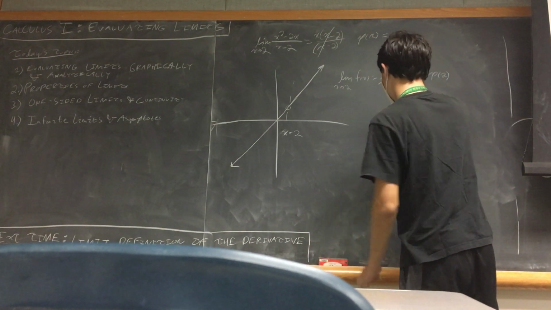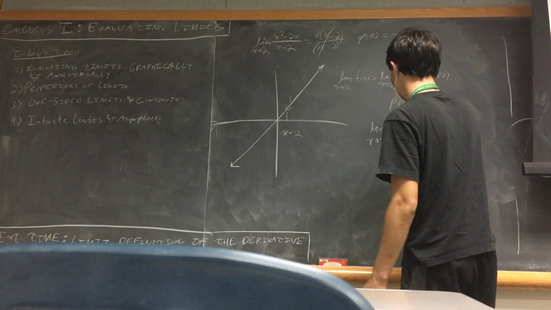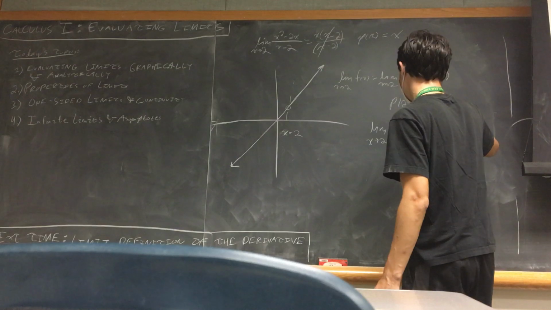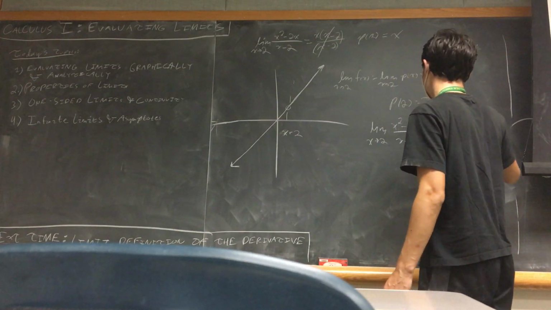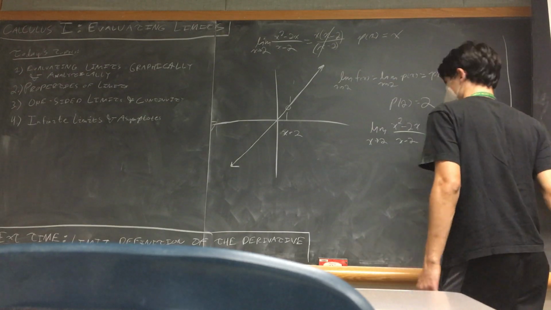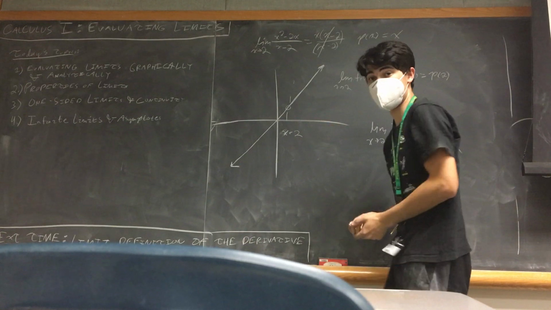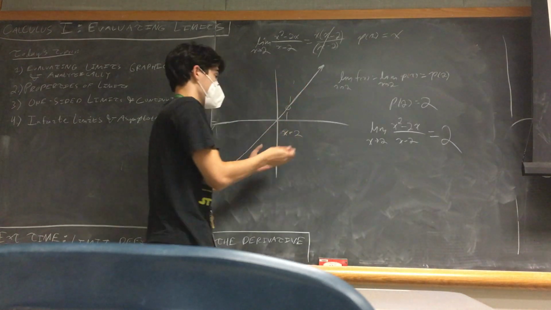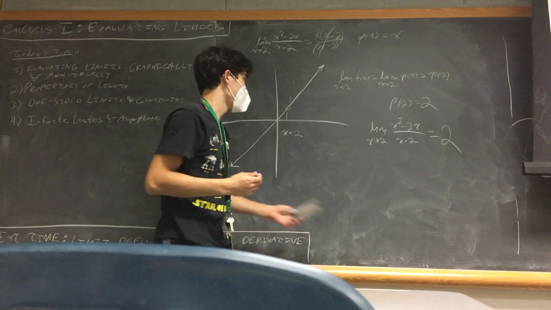Therefore, we know that the limit as x approaches 2 of x squared minus 2x over x minus 2 is equal to 2. Even though the function itself isn't defined at that point, we can generally tell what the behavior of the graph is at that point.